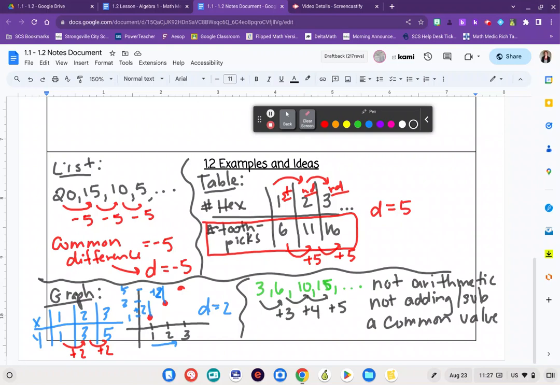Okay, so your job is to take these notes and use them to work on the check your understanding. And if you have questions, make sure you ask your teacher.